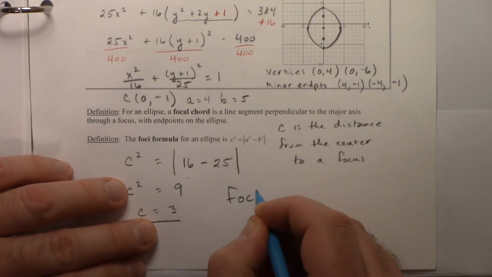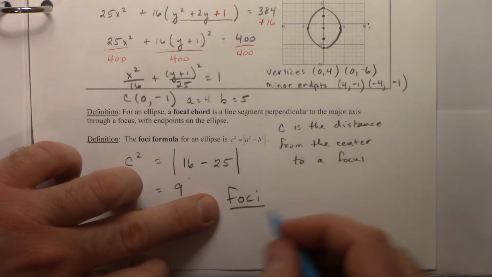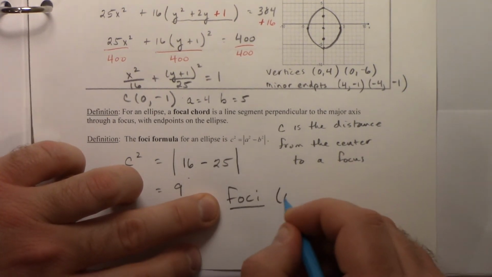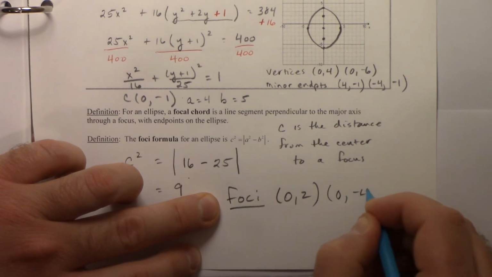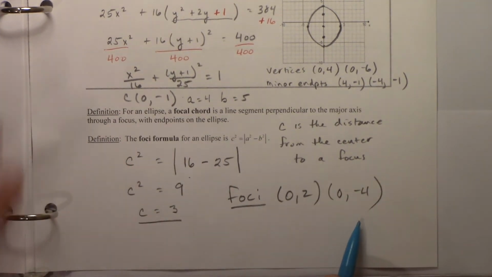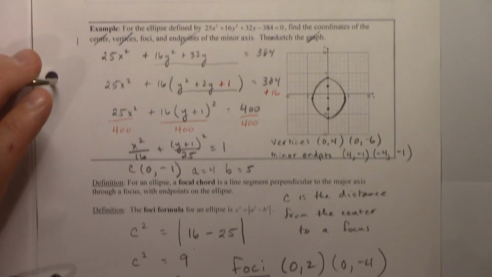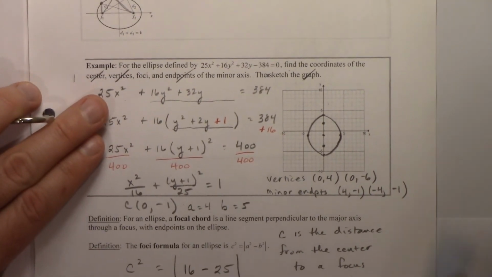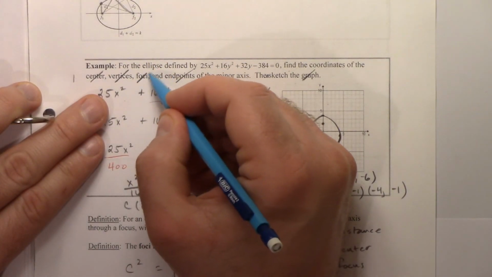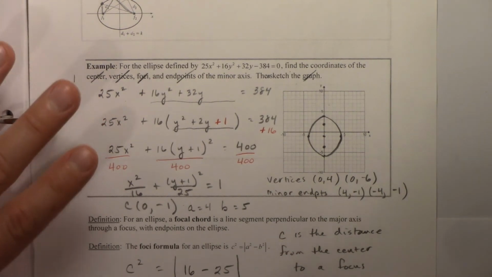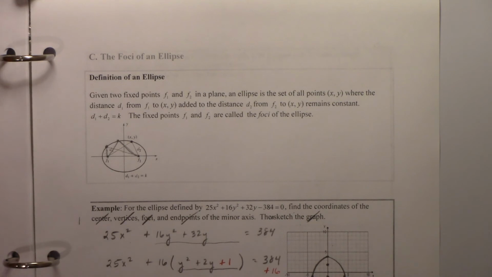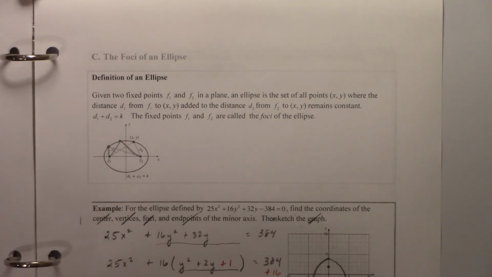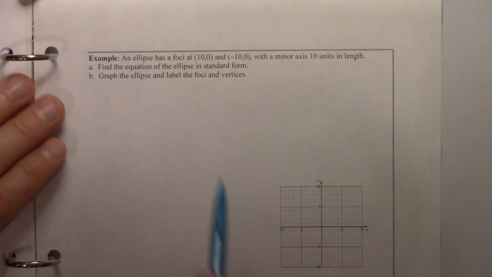So here, the foci, which is plural for focus, the top one had coordinates at (0, 2). The lower one had coordinates at (0, -4). And now finally, I can go back to that example set, cross off that last thing they were asking us to find. So that example's complete. If you turn the page, I've got one last example for us to look at, and it kind of puts all of these ideas together.